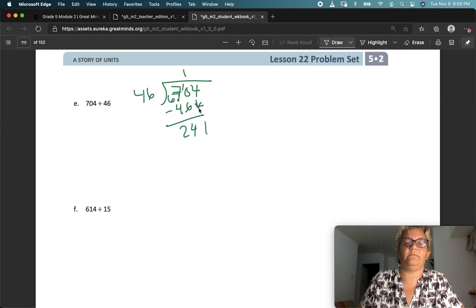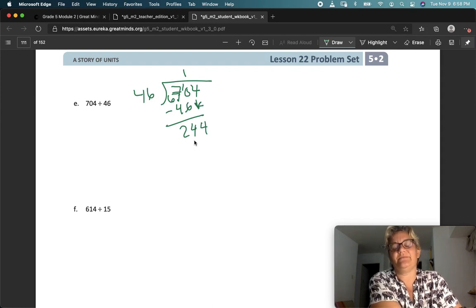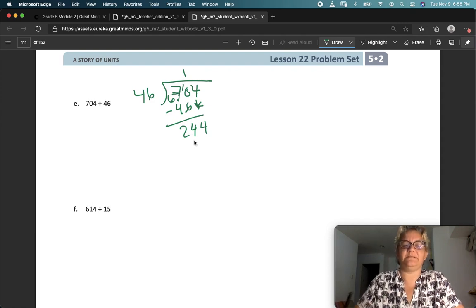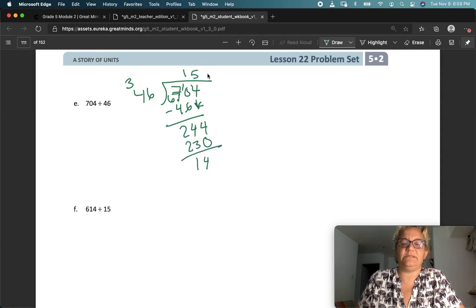244. Now 46 can go into 244, and I'm willing to bet it can go into 244 about 5 times. No, wait. Yep, I'm going to say 5 times. Let's see. 5 times 6 is 30. Carry the 3. 5 times 4 is 20, plus 3 is 23. My leftover is 14.